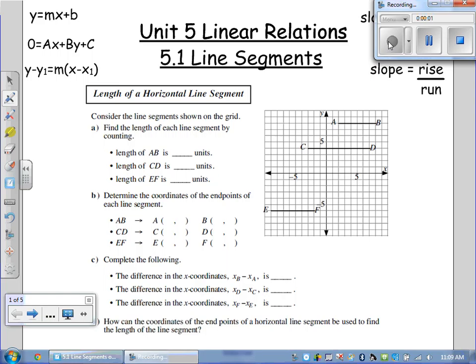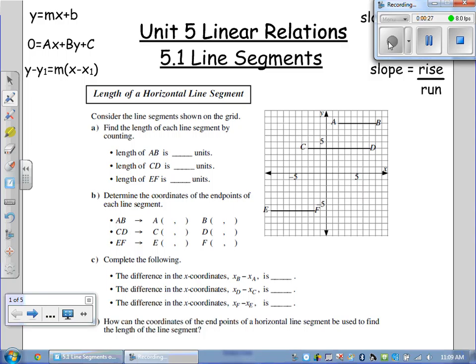That we're doing is called linear relations. And it basically just works off of what we did last time. What we're going to learn about today is line segments. So a line segment is different than a line. Does anybody already know what a line segment is? What the difference is? Yeah, it's a chunk of a line. So it's a line that has two endpoints. A line goes forever. A line segment stops.